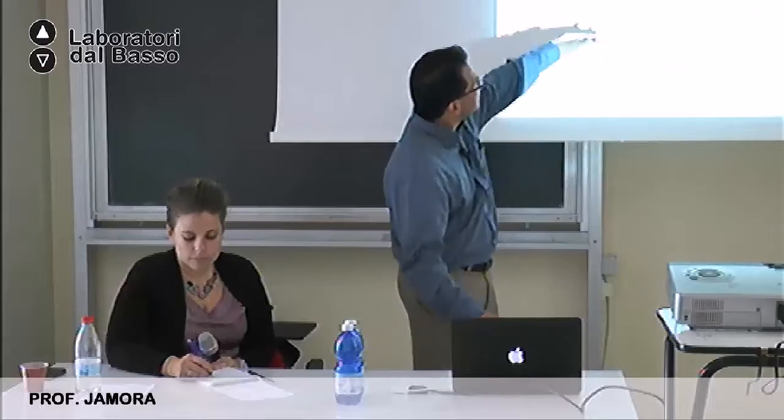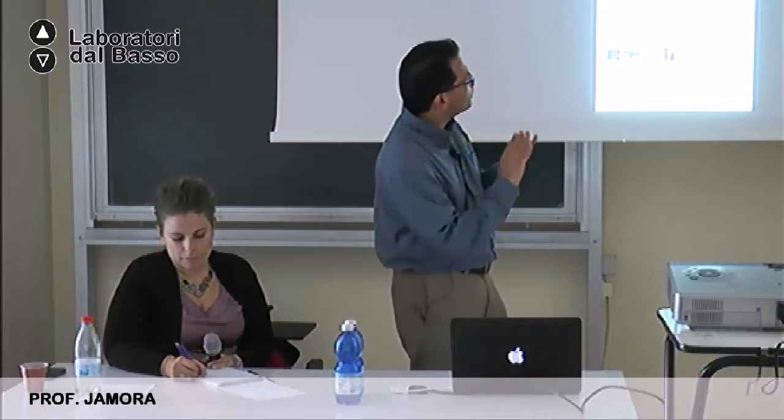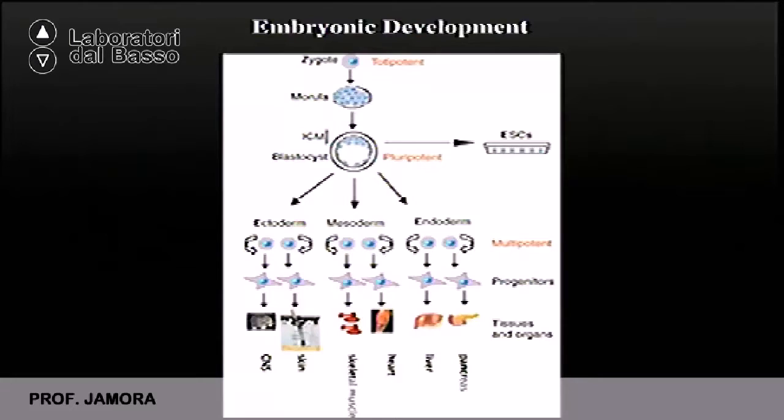Okay, so when do these types of modules form? So I just want to give a brief, very brief background on embryonic development of where these tissues come from. So as you guys know, the zygote of the fertilized egg is totipotent. And what does totipotent mean?